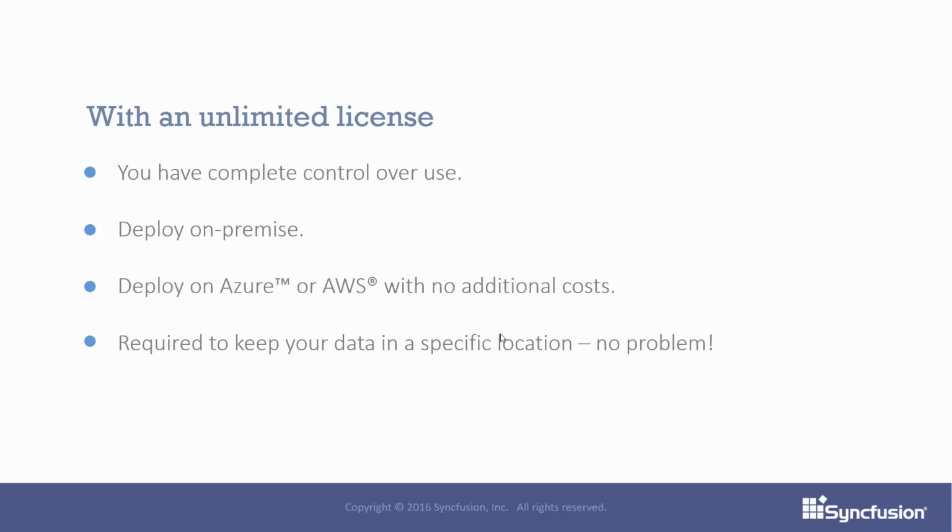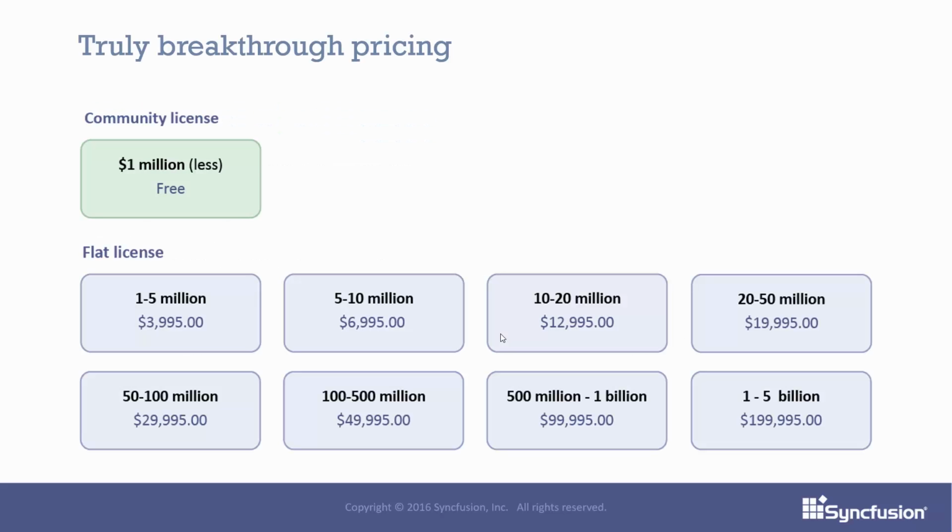With an unlimited license, as we mentioned, you have complete control over use. You can deploy on-premise, you can deploy to multiple locations on-premise, you can deploy to Azure, you can deploy to AWS, Rackspace. It's pretty much anything. If you want to keep your data in a particular location, it's no problem. There are absolutely no controls, no runtime tracking, nothing. So the breakthrough pricing that we have is summarized here.